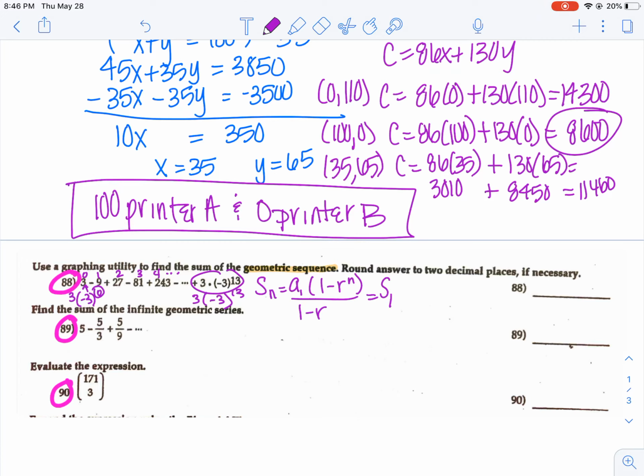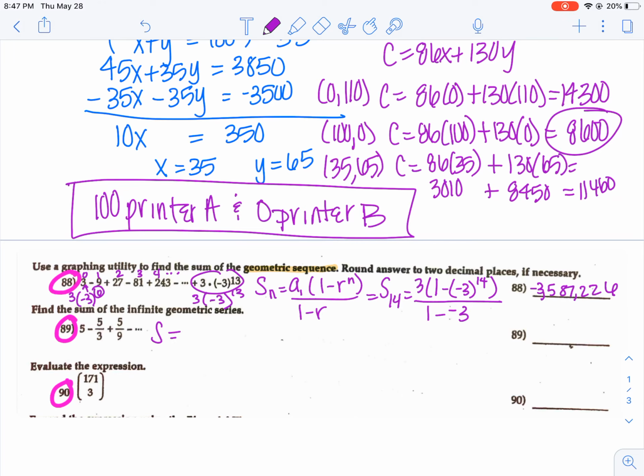So we're trying to find the sum of the 14. A sub 1 is your first term, which is 3. 1 minus the ratio. What are we multiplying by? You're multiplying by negative 3. How many are there? 14. Divided by 1 minus the ratio, again, is negative 3. And then this you're just going to put in your calculator. Just type it in your calculator, and you should get negative 3,587,226.